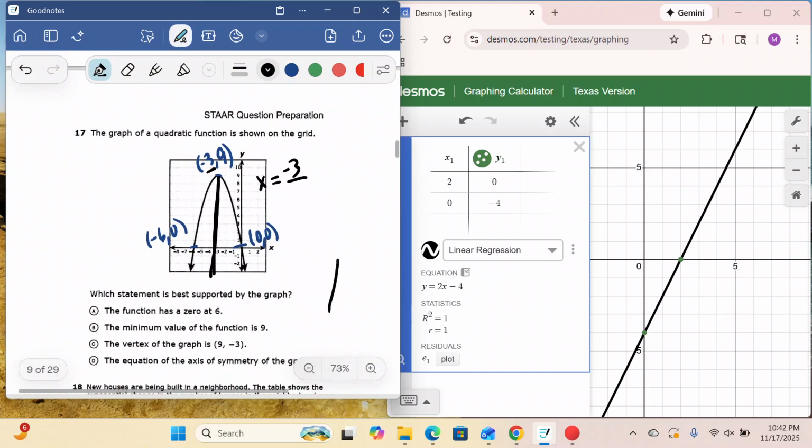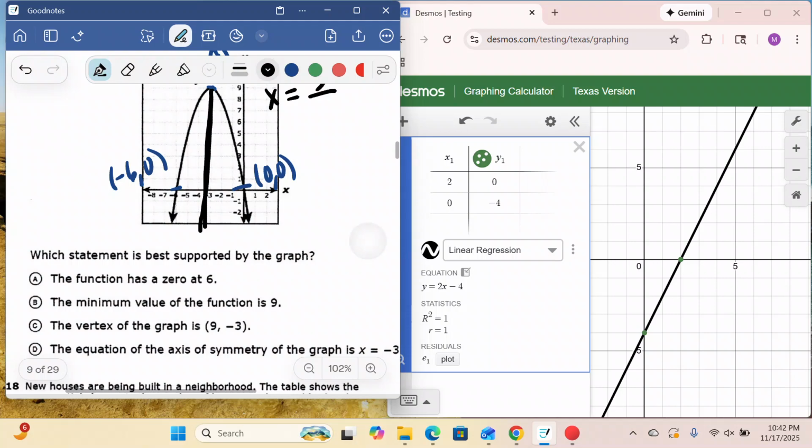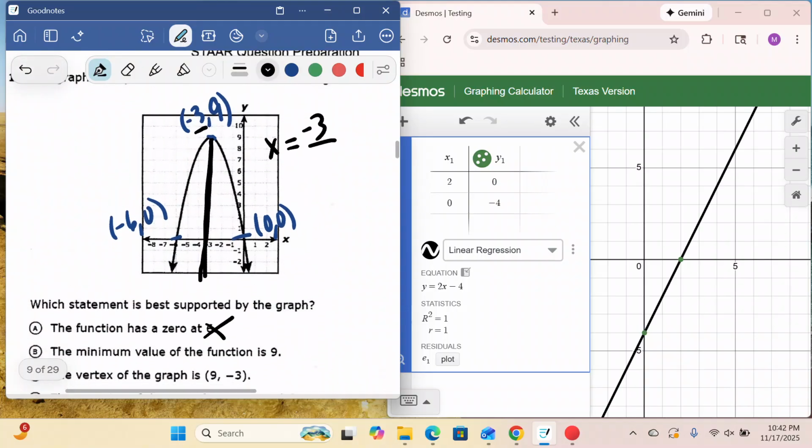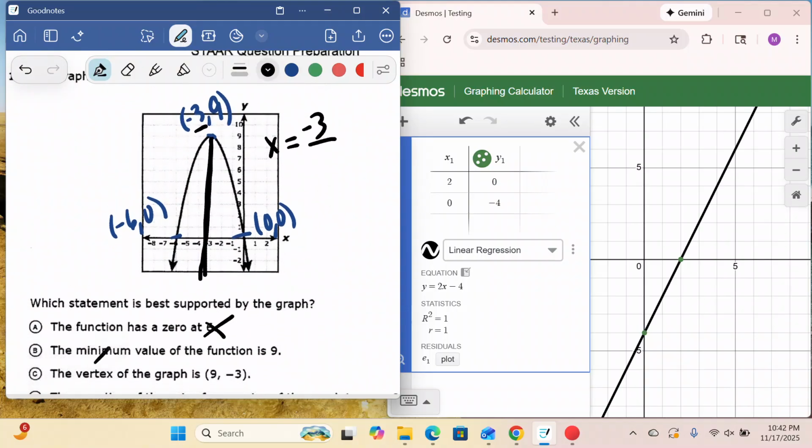So now I'm going to see which statement is best supported by my answer. The function has a 0 at 6. That is false. Why? Because it has a 0 at negative 6 and 0. It has a minimum value of 9. That is wrong. Why? Because this is a maximum.